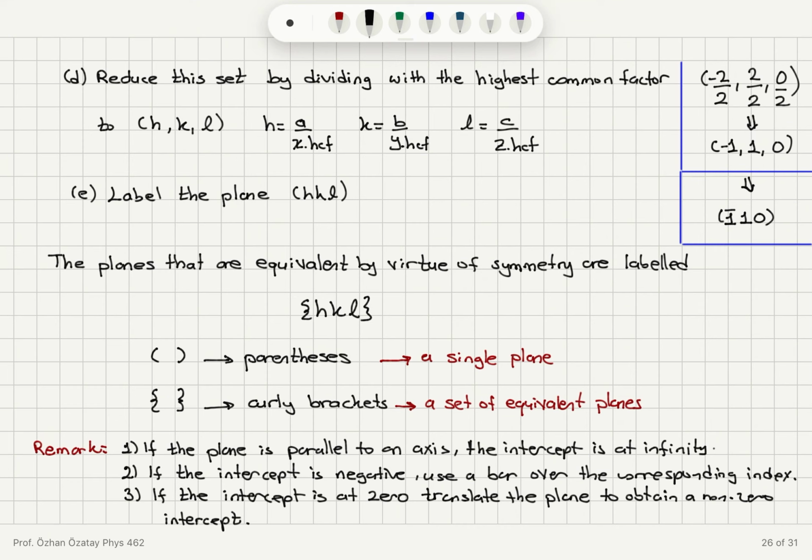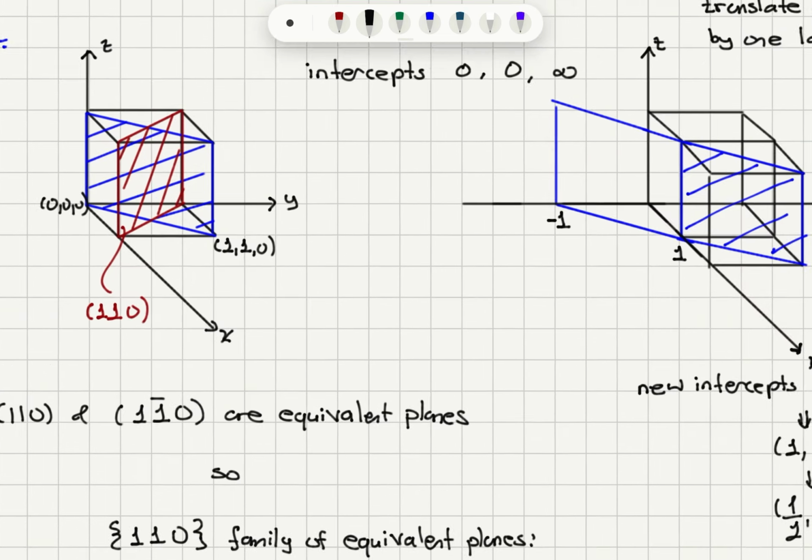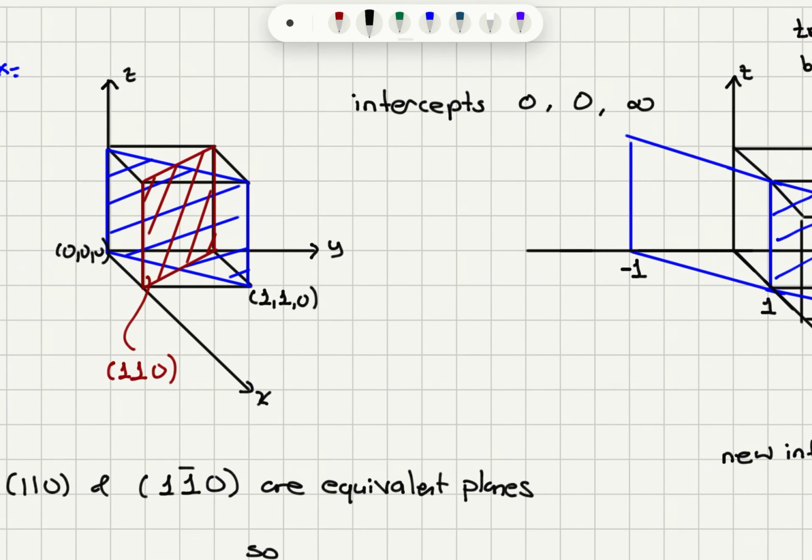Number 1, if the plane is parallel to an axis, the intercept is at infinity, as we have seen in this example. The corresponding Miller index will be 0. Number 2, if the intercept is negative, we use a bar over the corresponding index. As you can see here, minus 1 was replaced by 1 bar. And number 3, if the intercept is at 0, we translate the plane to obtain a non-zero intercept. So we avoid 0 intercepts. Let's demonstrate this here.